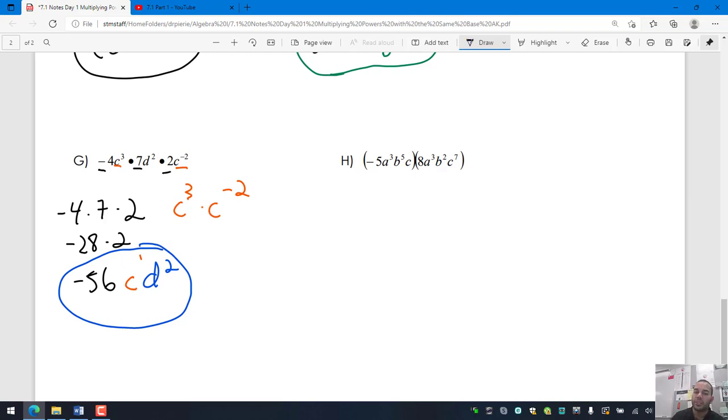We can actually do the last one together if we're looking for a challenge, but the principles are pretty much still the same. So first step, let's see if we can combine the numbers. I've got negative 5 and I've got 8. And this is obviously multiplication if we don't see a symbol. So if I have negative 5 times 8, that should give me negative 40 when I multiply the numbers together.